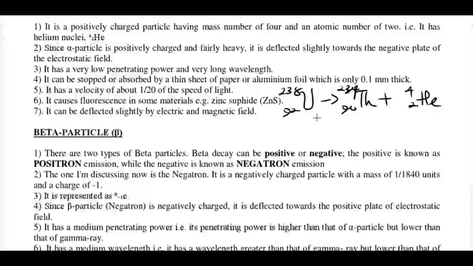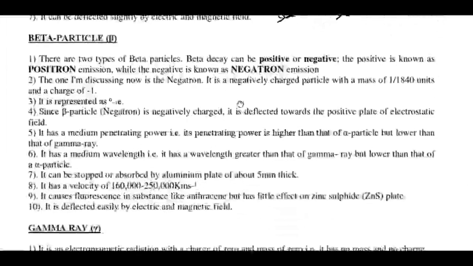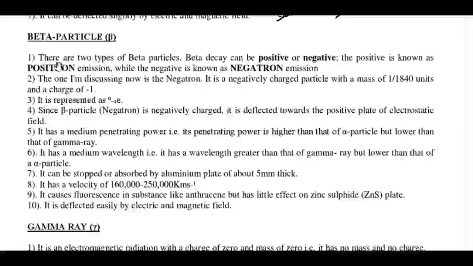So let's move to beta particle. There are 2 types of beta particles. The first one is the positive, the second one is the negative. So we have positive beta decay and negative beta decay. How do you represent them? This is positive and this is negative. The positive beta decay is known as positron emission and the negative beta decay is known as negatron emission.